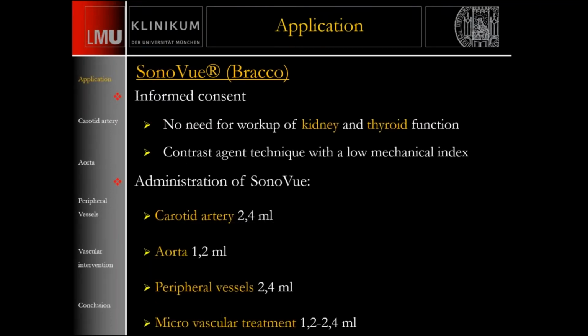So if you would like to inject a sonogram contrast agent, there is a need to inform your patient, and the patient has to give an informed consent. This contrast agent has no impact on kidney and thyroid function, and the dose you have to inject depends on the organ and the frequency and type of probe you're using. For example, for the carotid artery, the amount of contrast you should inject is about 2.4 cc followed by 10 cc. And if you look at the aorta, it's roughly about 1 cc of contrast.